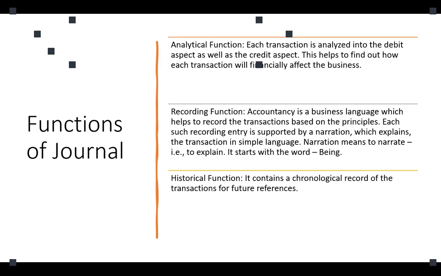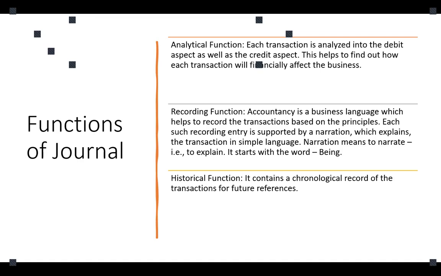As we discussed in the last video about the account, we talked about the different types of account, and in that we talked about the golden rules of account. Every nature of account has its own rules. So while making any journal entry in the books of journal, we need to understand the aspect of debit and credit. The analytical function is the first function of the journal entry.